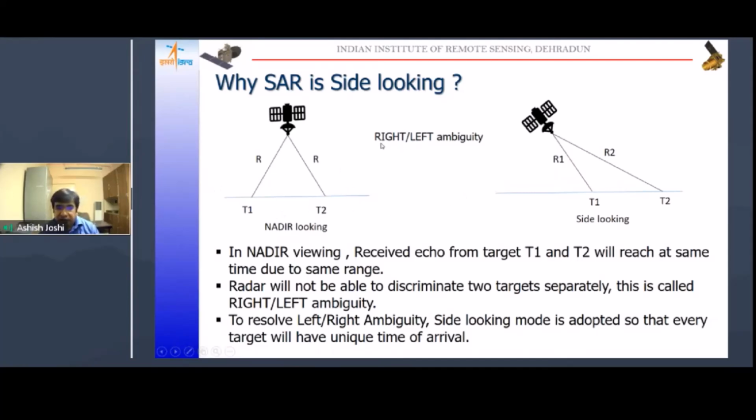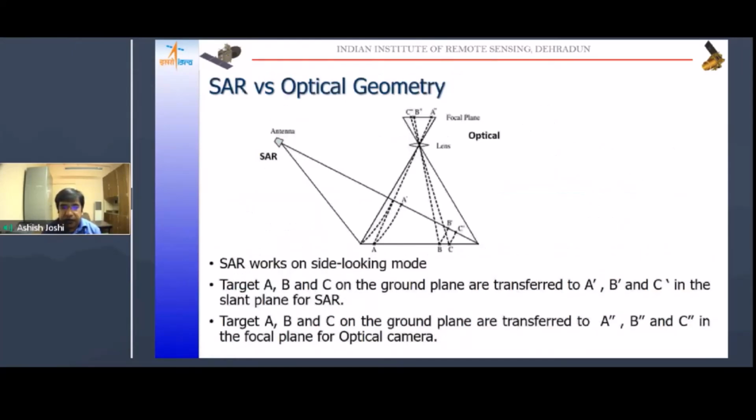So how do we resolve this? This right-left ambiguity is solved by the side-looking geometry. If it is looking sideways, then these two targets have different ranges, R1 and R2. You can see R1 will be smaller and R2 will be larger. So we don't have this range ambiguity. If it is nadir looking, we have range ambiguity because both targets have the same range and SAR will not distinguish two targets separately. Whereas in the side-looking geometry, the two targets have different ranges and there is no range ambiguity. So this is basically the difference between SAR and optical geometry.